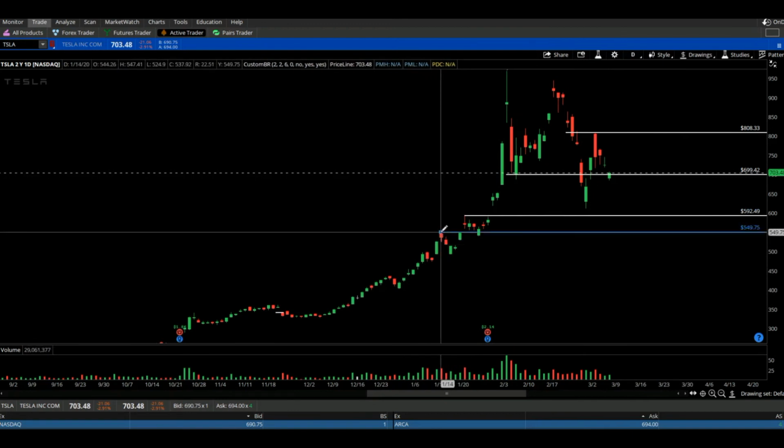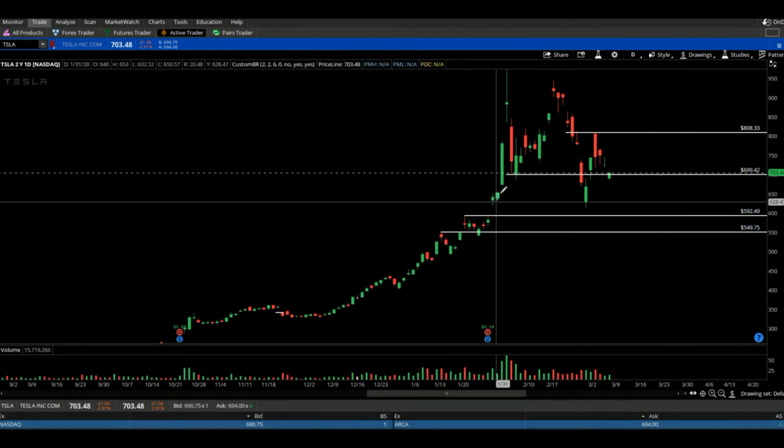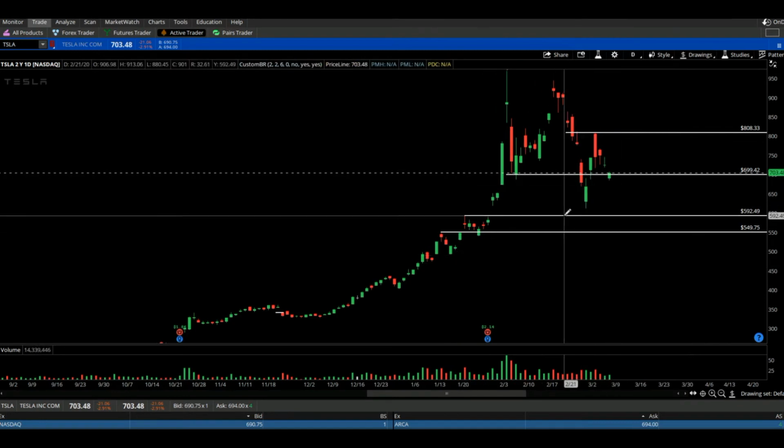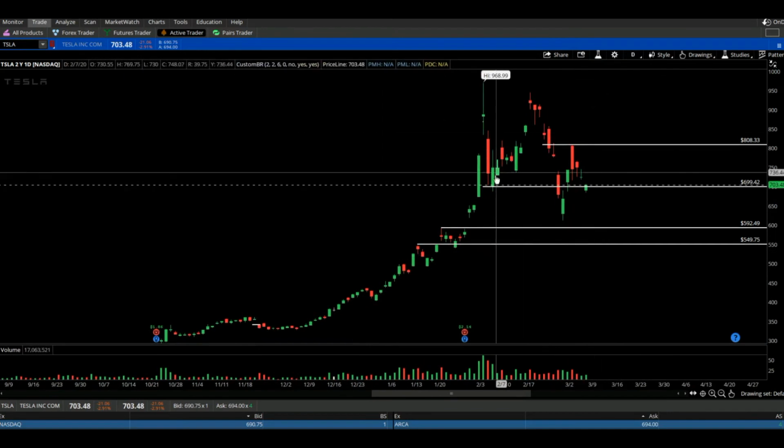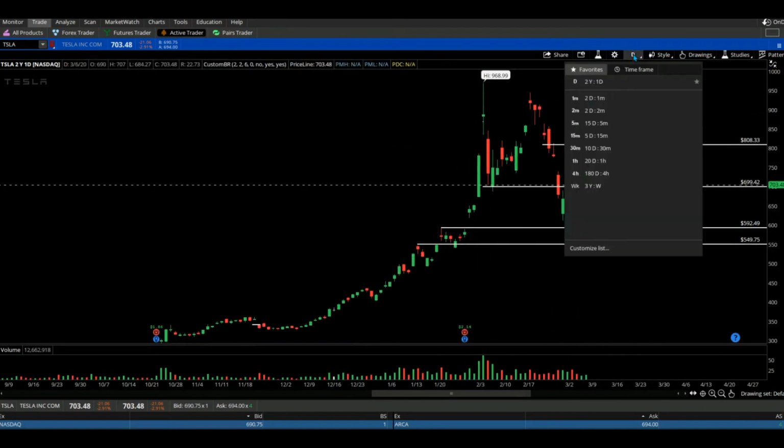Roughly, here's another one. And then, of course, this is kind of tough. There's a lot of gaps. You have to be careful placing these. So what you can do is, if there's not enough information on the daily chart, go down a time frame.